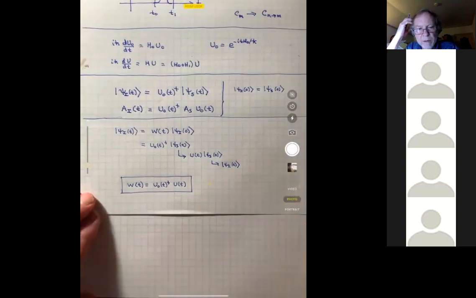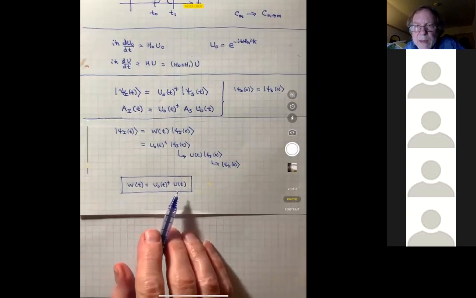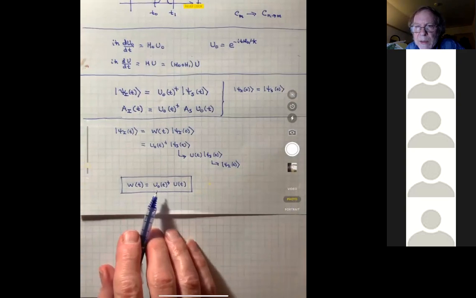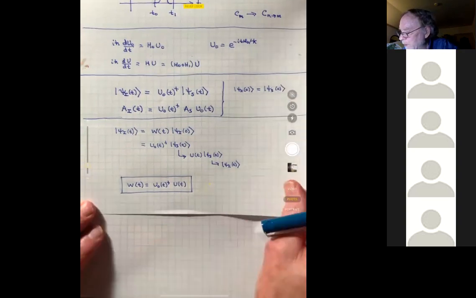So to evolve in the interaction picture, one can say that what you do is you evolve forward by the exact evolution for a certain amount of time, and then you evolve backwards by the unperturbed evolution by the same amount of time. Okay, so this is how that works.